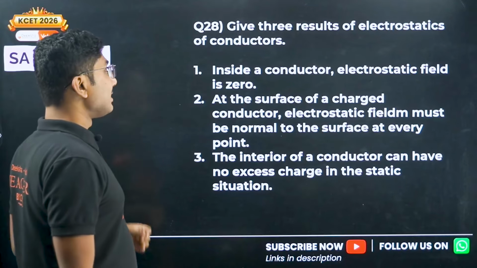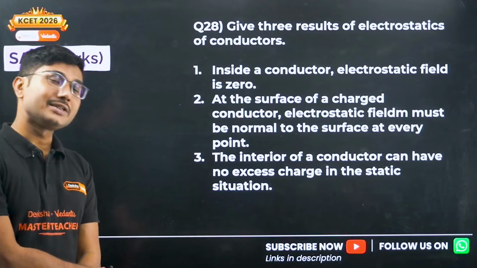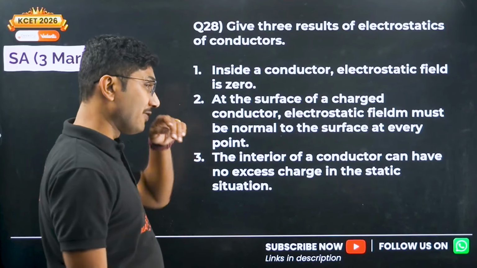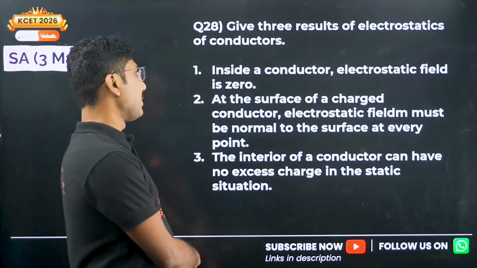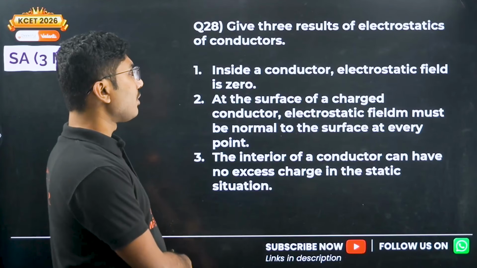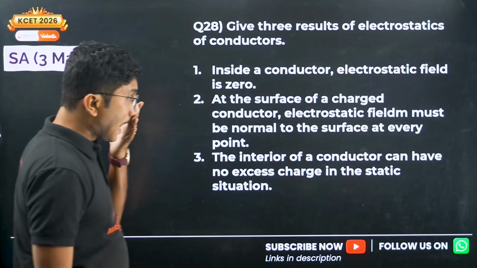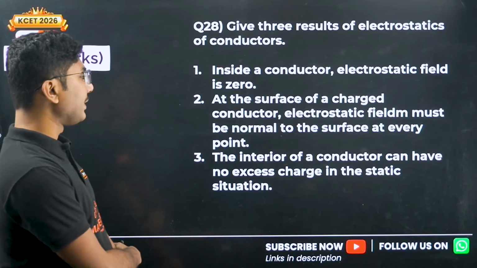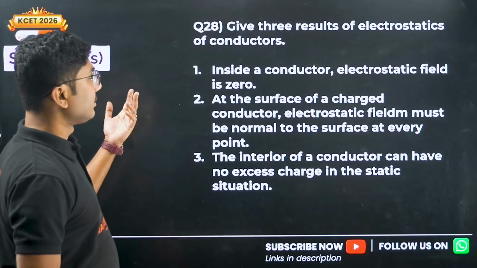Now, give three results of electrostatics of conductors. This question was there in your last year's blueprint and it is still there in this year's blueprint as well. So even though this question never came, this might come in your board exam. Inside a conductor, electrostatic field is 0. At the surface of a charged conductor, electrostatic field must be normal to the surface at every point. The interior of a conductor can have no excess charge in the static situation. So these are the three properties, three results.